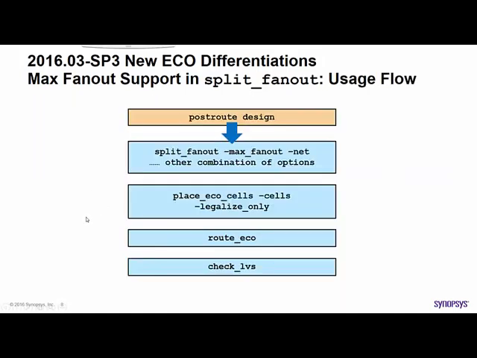This slide tells us the usage flow for split fanout. Starting from a post-route design database, the user can then do split fanout as needed. After split fanout is implemented, we then continue with place_eco_cells -legalize_only to finish placement and legalization, and then use route_eco to finish route, and then the user can check the result.